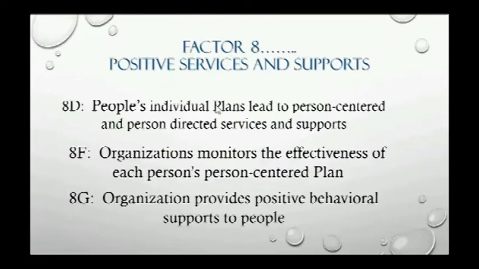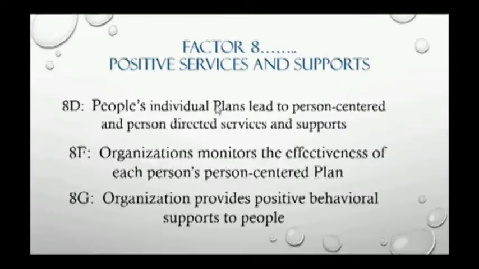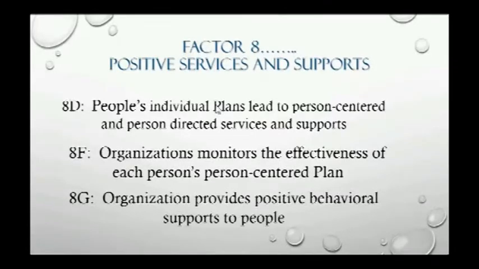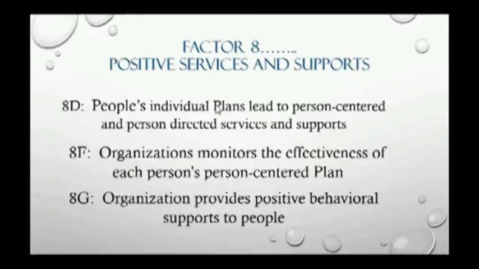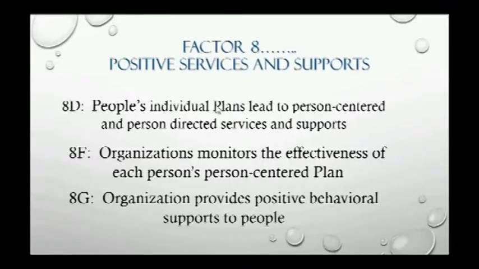Factor 8 focuses on positive services and support. Indicators D, F, and G, as we will talk about throughout the remainder of this presentation: 8D focuses on people's individual plans leading to person-centered and person-directed services and supports. Factor 8, indicator F, focuses on organizations monitoring the effectiveness of each person's person-centered plan. Factor 8, indicator G, focuses on organizations providing positive behavioral supports to people.